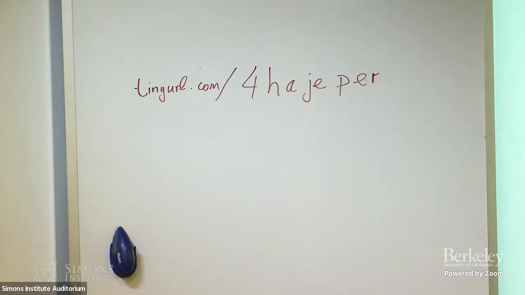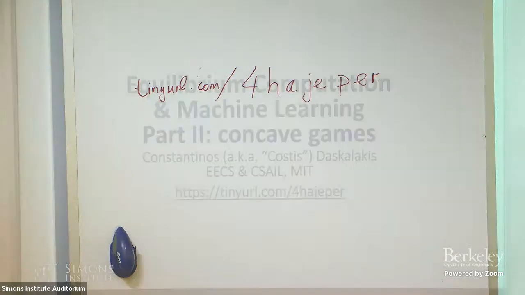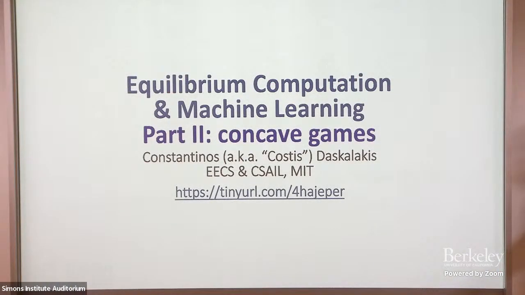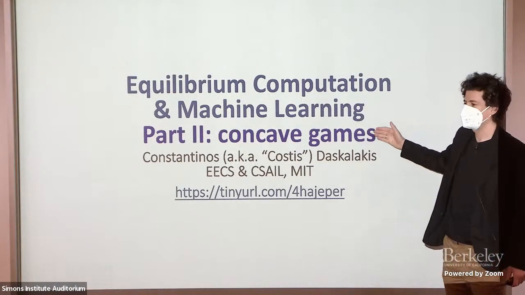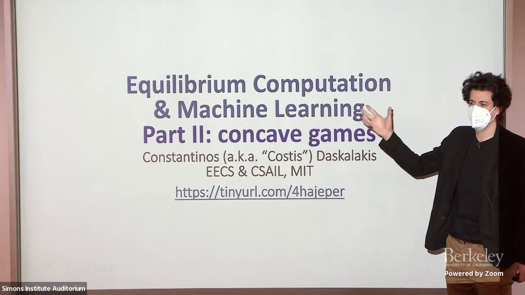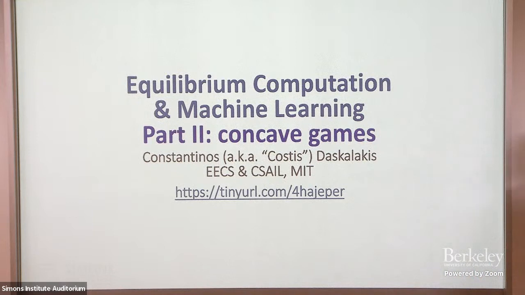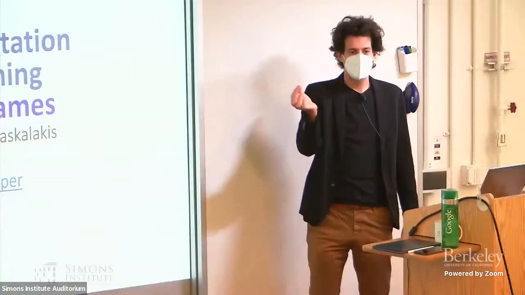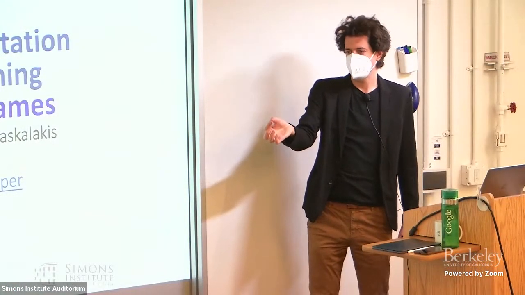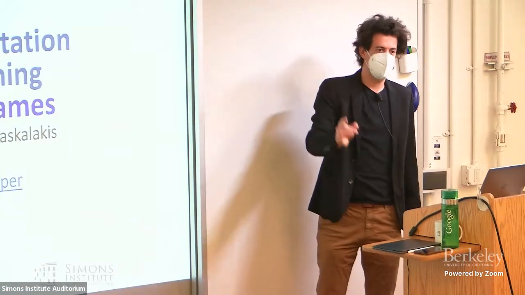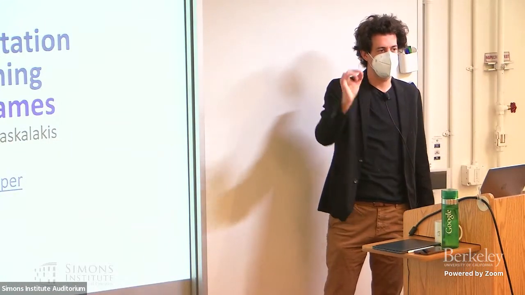Cool. So let's start. Thanks for coming back. This is part 2 of the tutorial, and I'm going to be talking about concave games. So the world is going to be very nice for this hour. The utility functions are going to be concave in a player's own actions. Equivalently, the loss functions of the players are going to be convex in their own actions.